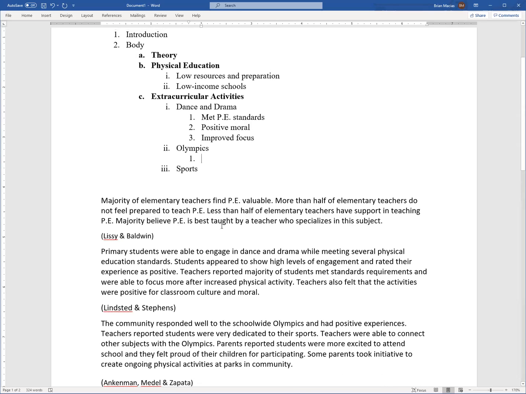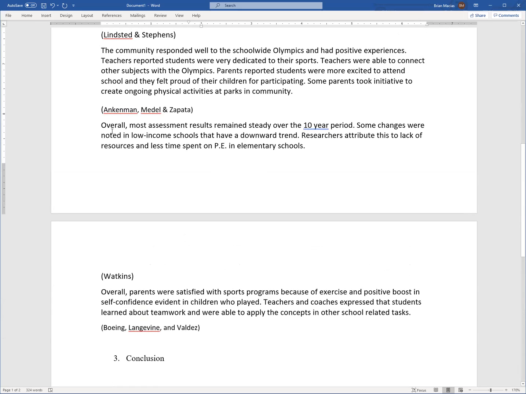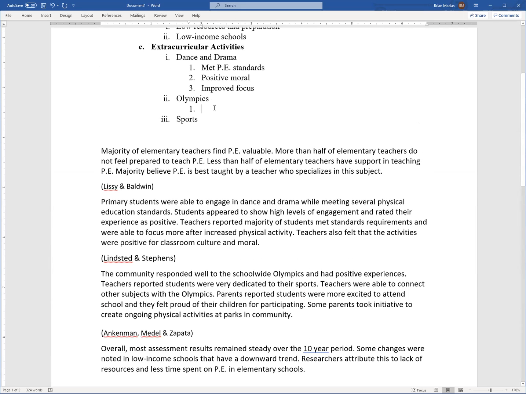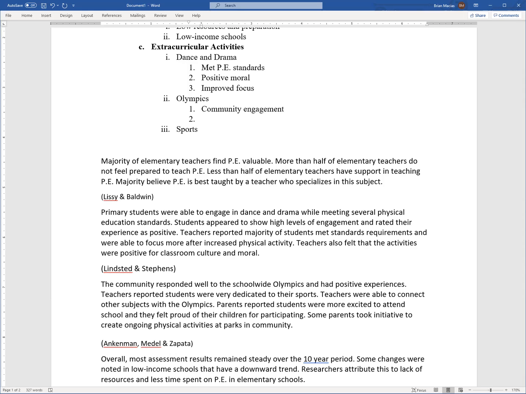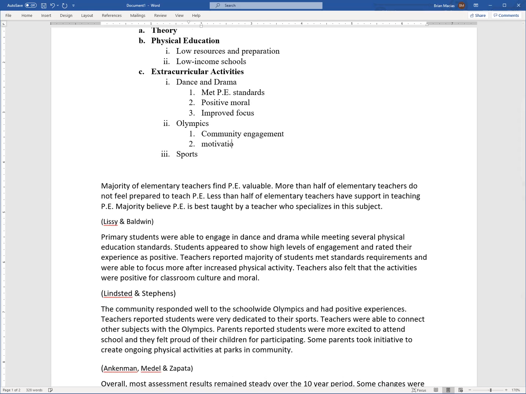Let's go ahead and go down and find our Olympics one and see what that one has to say. Okay, here it is at the top here. So we have here positive experience. Students were really excited about it. So we have, again, students very motivated, right? And then it improved the ongoing focus on physical activity in the community, right? So we have community engagement. That might be a topic I discuss. And I've got something about motivation in there that seemed important.